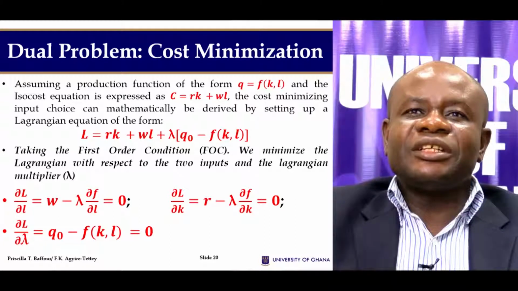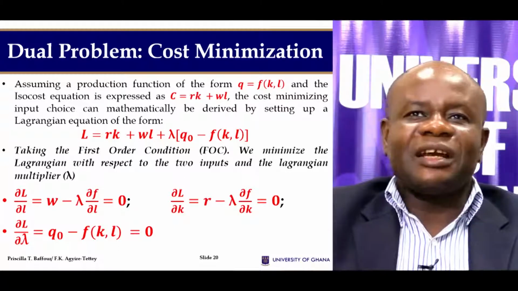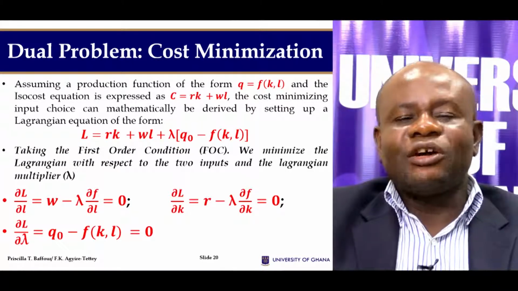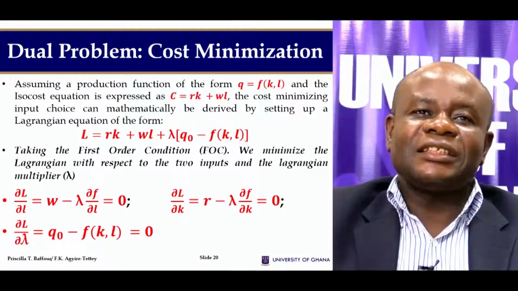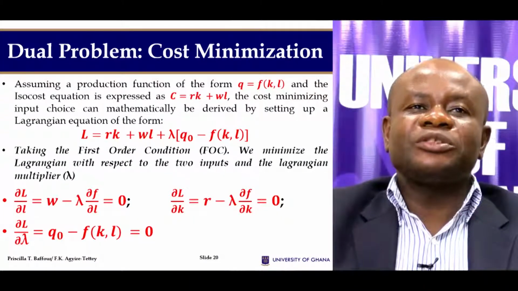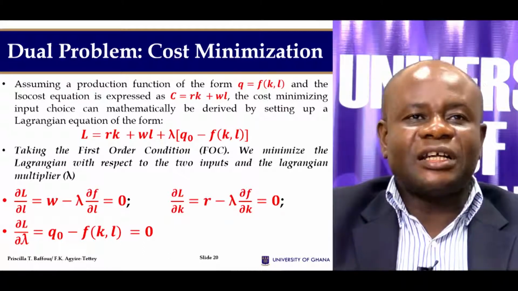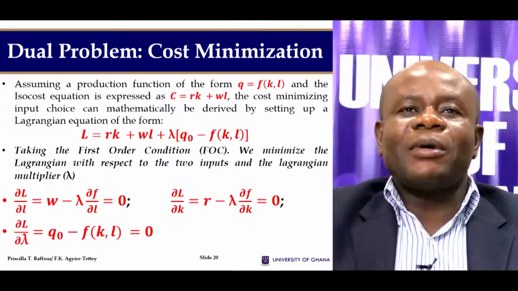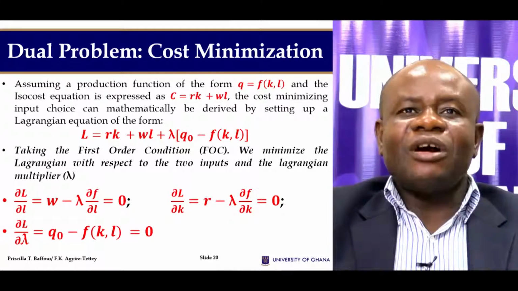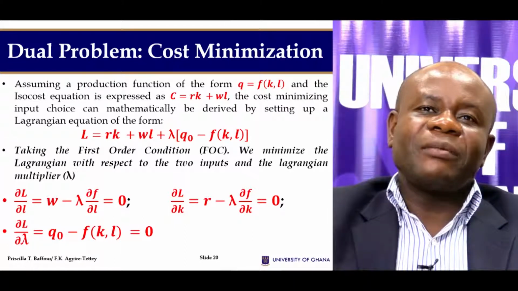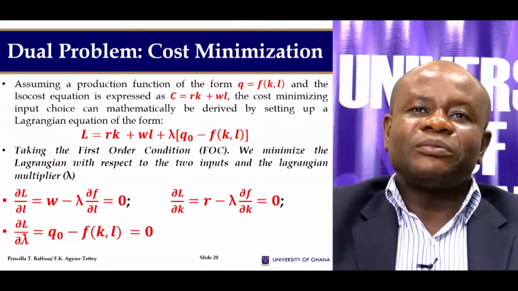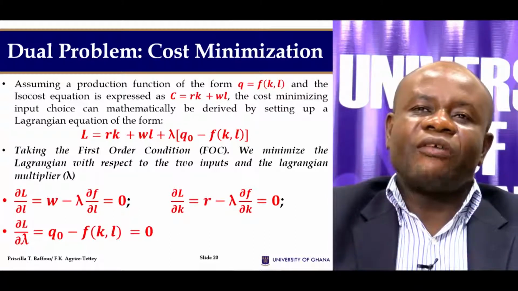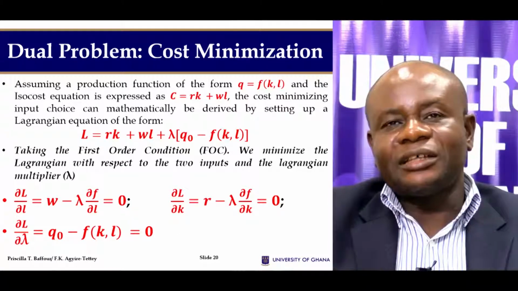So cost minimization of input choice can mathematically be derived by setting up our Lagrangian equation. Remember, we've seen the Lagrangian when we did consumer behavior. The same principle applies here. So we set our Lagrangian equation to be L, where capital L is the Lagrangian, equal to the price of capital multiplied by the amount of capital, plus the price of labor multiplied by the amount of labor employed, plus lambda times the bracket: output minus the function F of K and L.